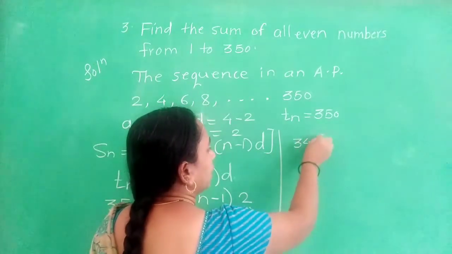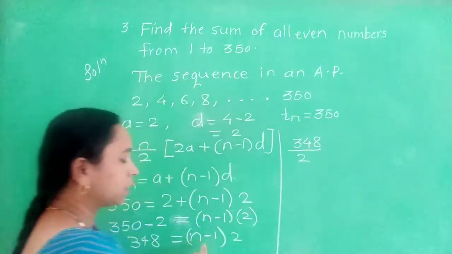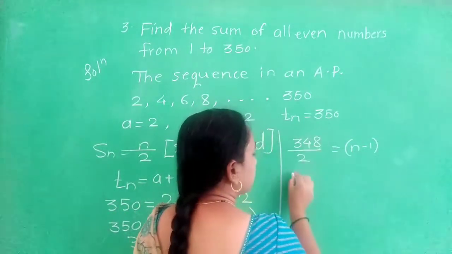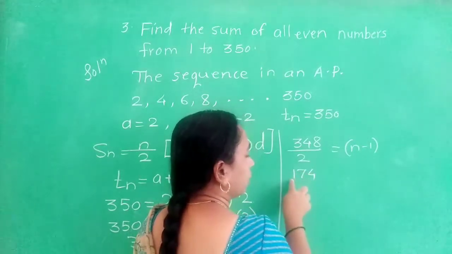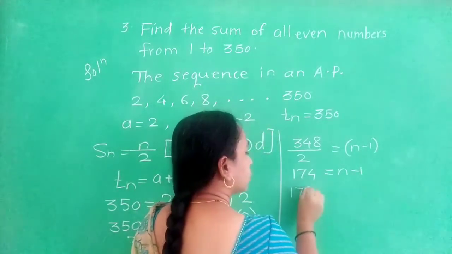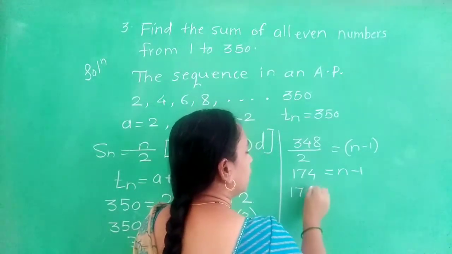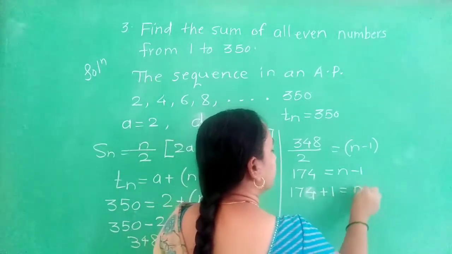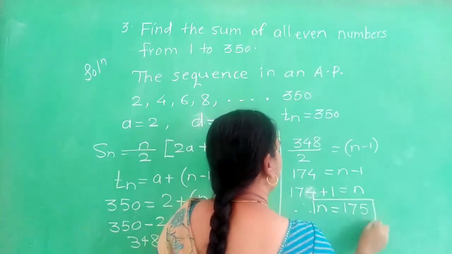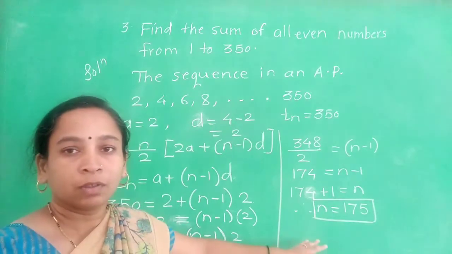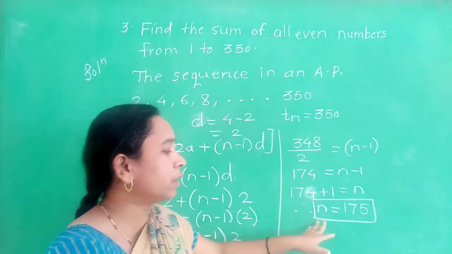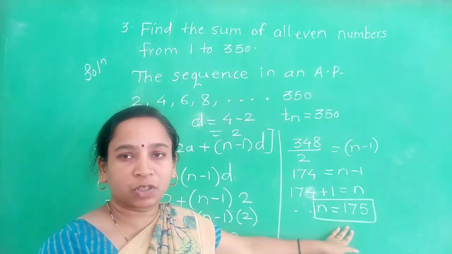So 348 divided by 2 is equal to n minus 1. Division, it is 174 is equal to n minus 1. Transfer 1 to this side. So 174 plus 1 is equal to n. So therefore n is equal to 175. So what is the meaning of this? From 1 to 350, there are 175 terms which are even natural numbers.